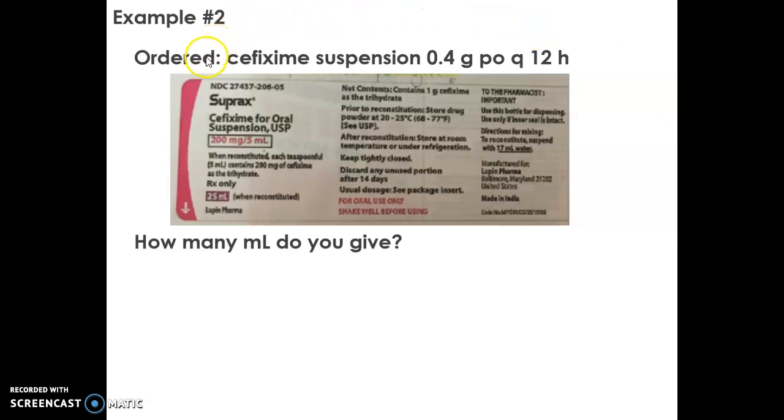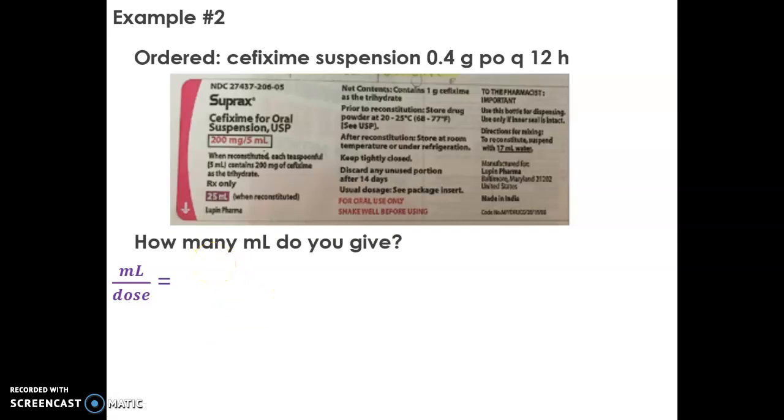Okay, here on number 2, we've got an order for cefixime suspension, 0.4 grams by mouth every 12 hours. And we need to figure out how many milliliters we're going to get. Okay, so let's start with our desired answer. We want to know milliliters, right? And again, I'm going to push you to start writing it as milliliter per dose. Okay, so we can understand that we're calculating milliliter per dose, that this specific dose that we're fixing to go give the patient, we're asking how many milliliters per dose.